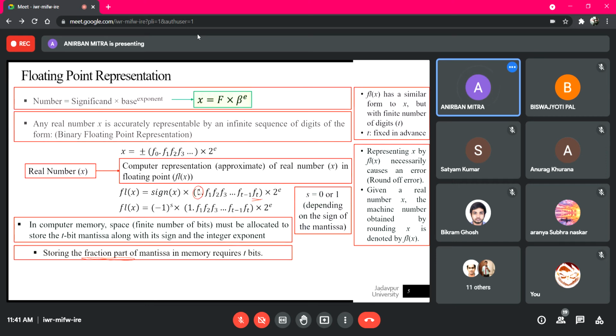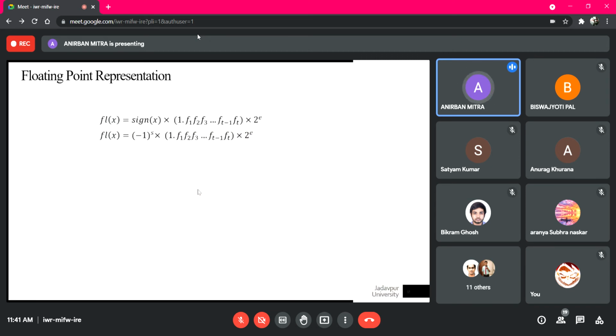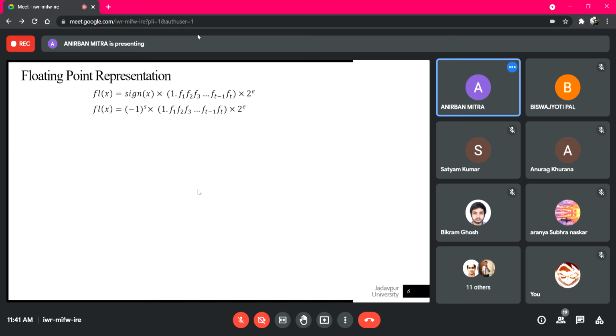Next comes the sign of the mantissa. It is quite straightforward. We require a single bit, which could be either 0 or 1. And finally, we have the exponent. This exponent e also needs to be stored in a fixed number of bits. So let us look at this in a bit more detail.